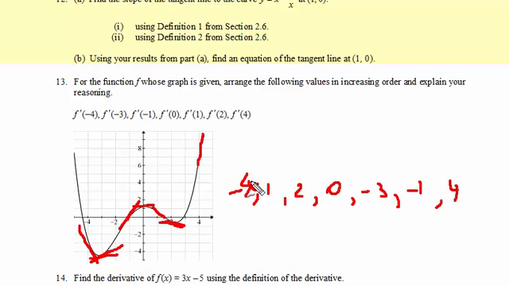There. Bad handwriting with the mouse. You try it. Okay, so that's the answer for this one.